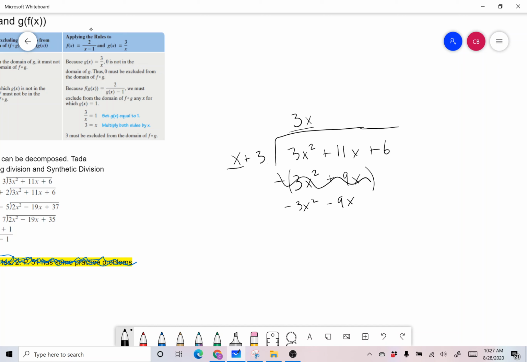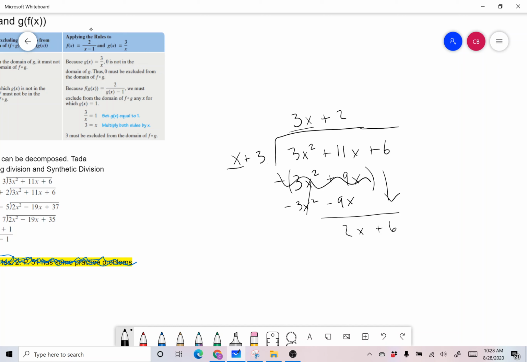So I'm not actually using that, I'm using these ones. These first ones cancel. This is 11 minus 9x, which is 2x. And then we have the plus 6. Okay. Just bring down one thing at a time. Now, how many times does x go into 2x? Well, that's plus 2 times.